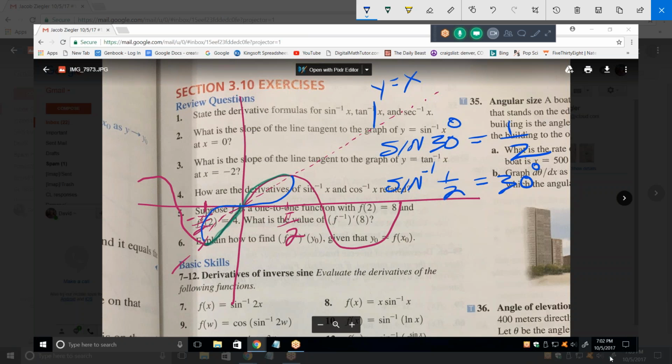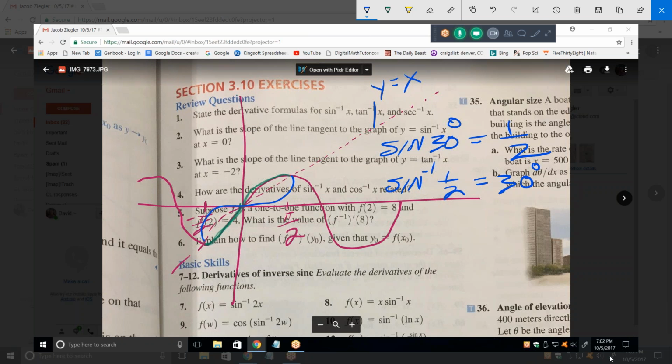And that's a key part when you get into the calculus of these trig functions, is knowing that with the inverse function, the domain and the range just switch. You with me? Yep. Okay.